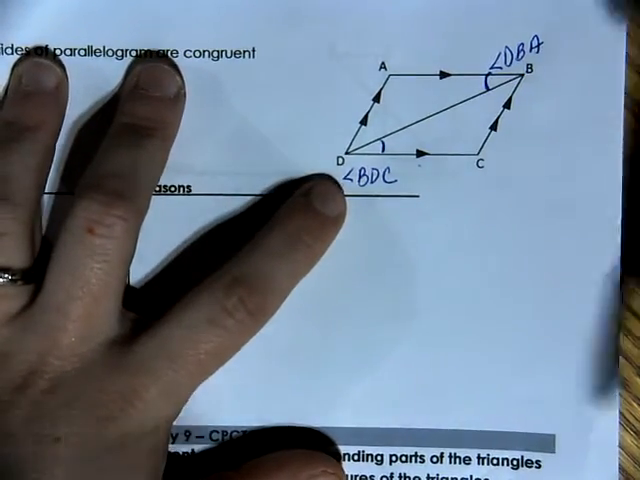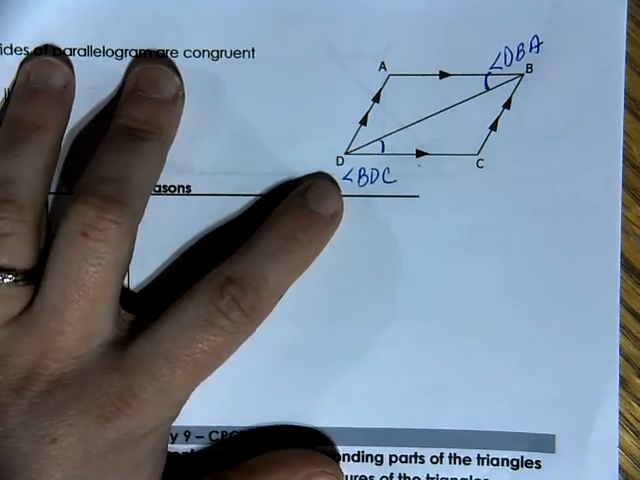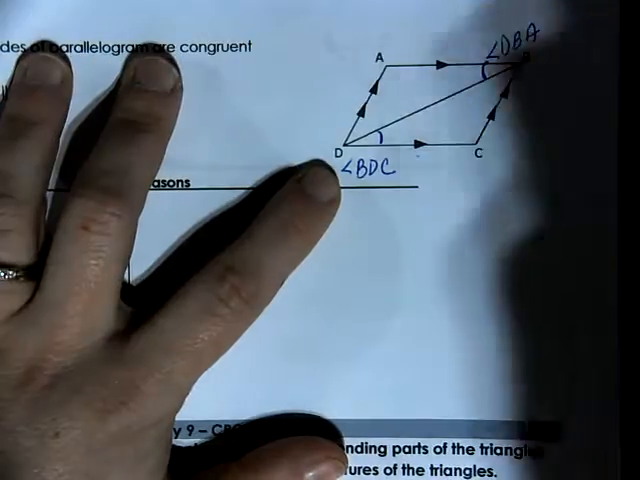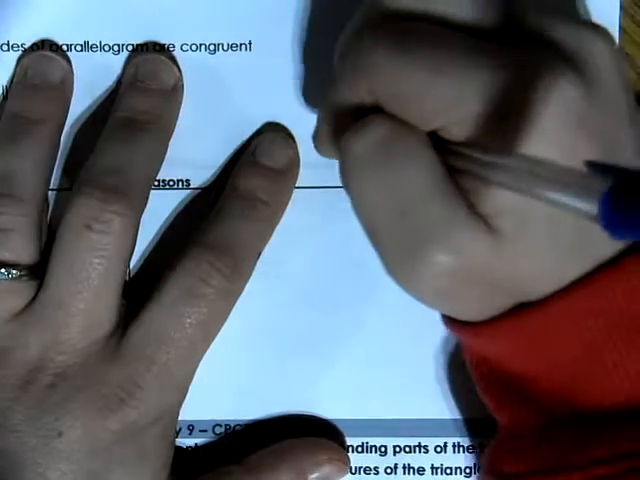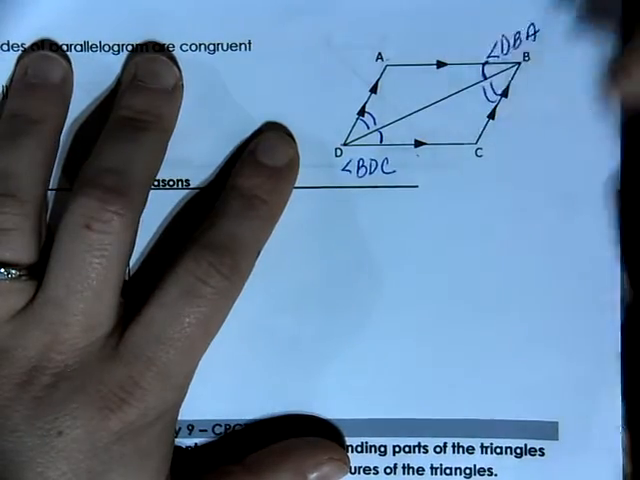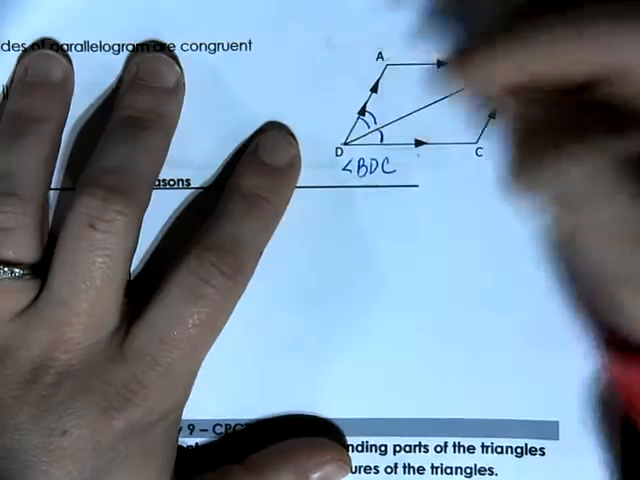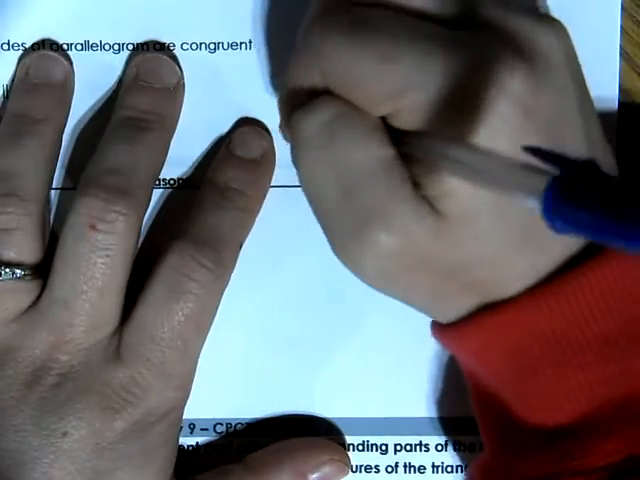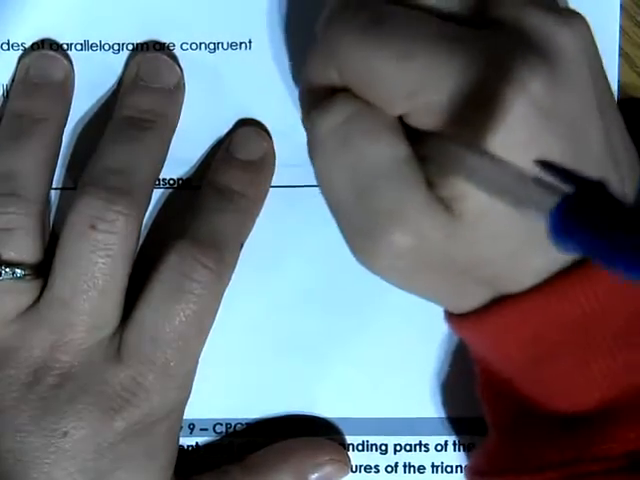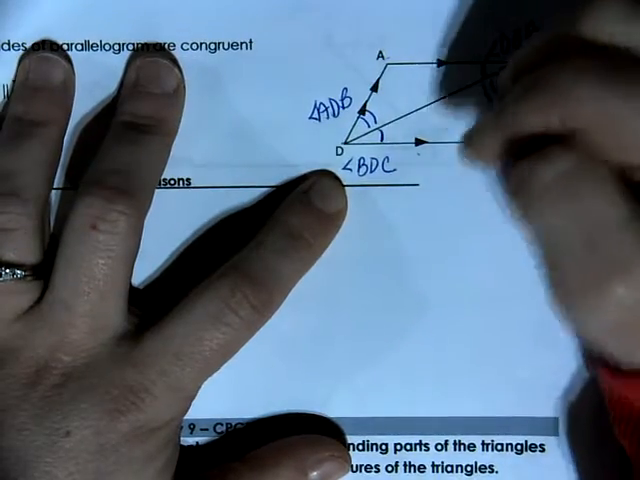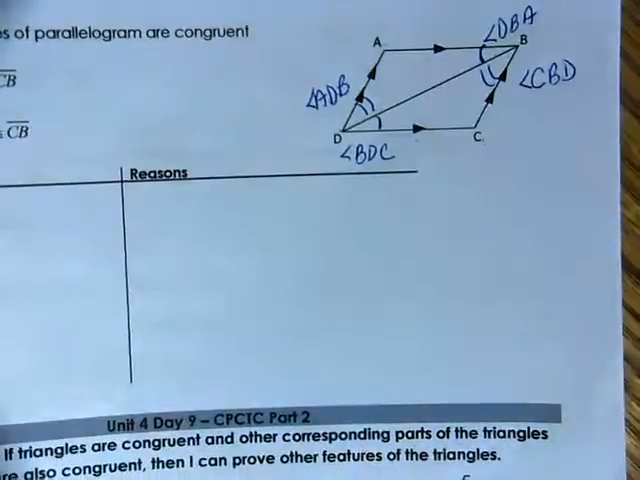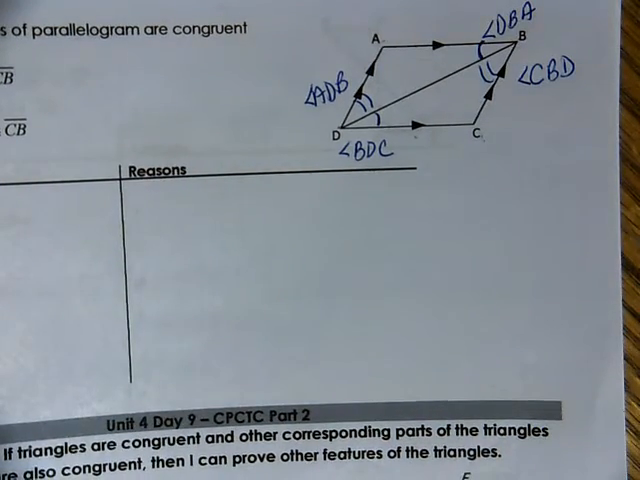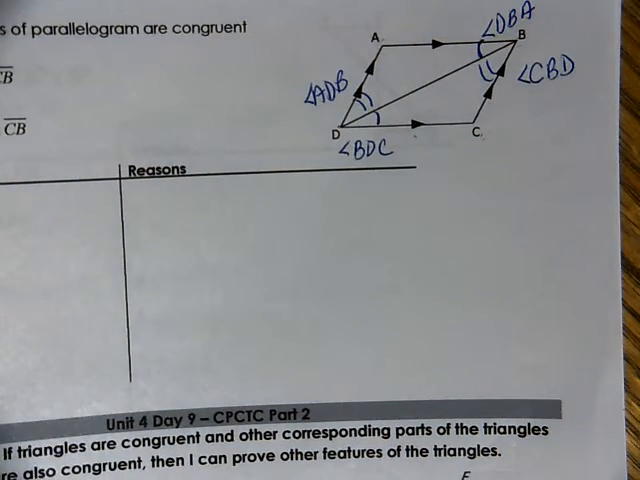These two angles, they are alternate interior angles. My next alternate interior angle comes from ADB and CBD. So I'm going to name them ADB and angle CBD. Now these names that I'm coming up with, you can come up with different names as long as you are consistent with your order and what matches.